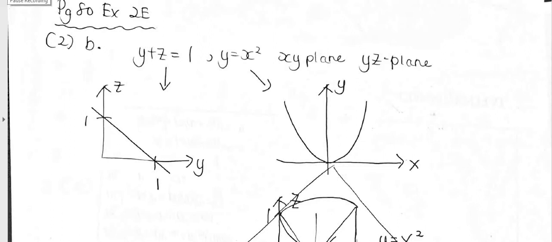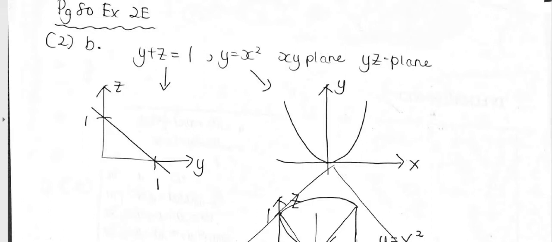Hi everyone, so now I will explain a bit about the solution for the tutorial related to the triple integral by using the Cartesian coordinate. It is page 80, exercise 2e, and this is question 2b. By using the triple integral, you have to find the volume of the solid which is bounded by b.